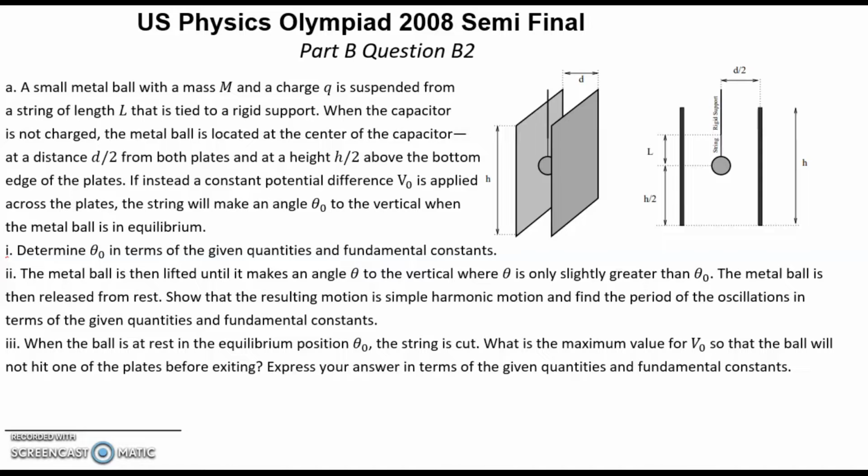Second, the metal ball is then lifted until it makes an angle θ to the vertical, where θ is only slightly greater than θ0. The metal ball is then released from rest. Show that the resulting motion is a simple harmonic motion and find the period of the oscillations in terms of the given quantities and the fundamental constants.